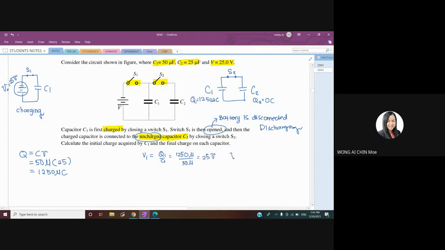But at that moment V2 equals Q over C, and Q is 0 because the question says it is uncharged, over 25 micro. So it equals 0 volt. Meaning there is a potential difference across C1 and also C2.